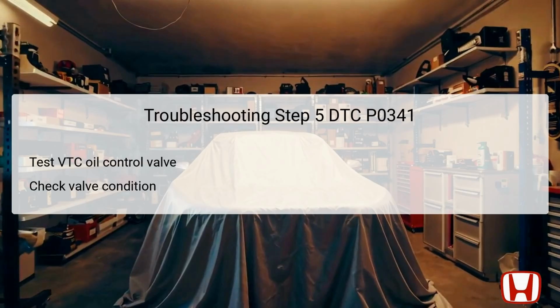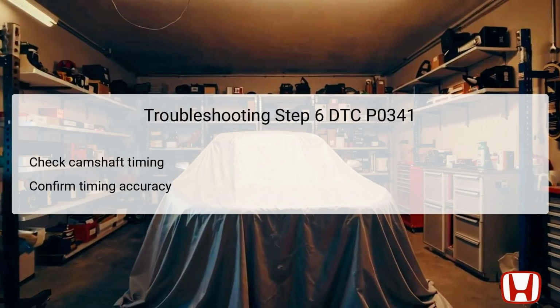If the solenoid works correctly, it suggests that the control mechanism is functional, allowing you to proceed to evaluate the camshaft timing in the next step. Conversely, if the valve is found to be defective, it should be replaced, and thereafter, a repair verification must be conducted to ensure the problem has been resolved and the DTC no longer appears.